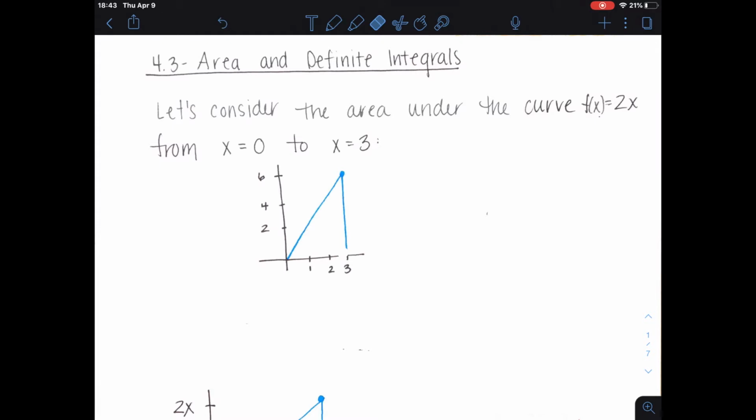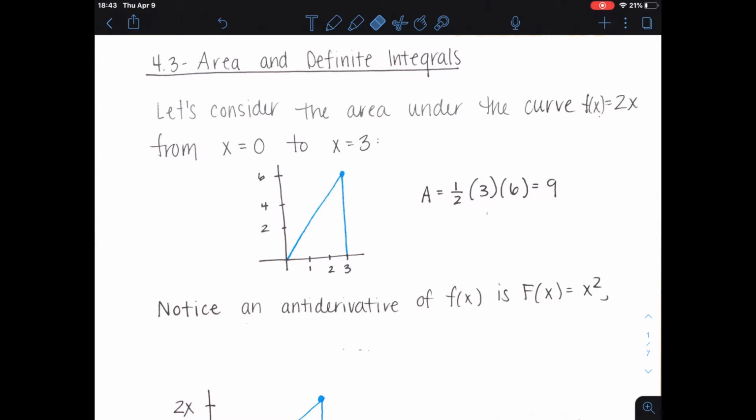So if we look at that function, it's a nice simple function. It just goes through the origin and then goes through 3, 6, and it's just going to be a triangle. So the area is going to be 1/2 the base, which is 3, times the height, which is 6. So ultimately, the area is just going to be 9. But if we notice that an antiderivative of this function is exactly x squared, and when you evaluate that antiderivative at the endpoint 3, it ends up being the area.